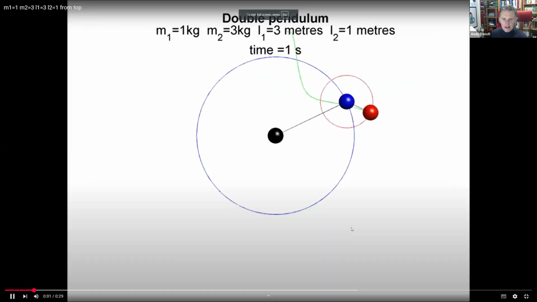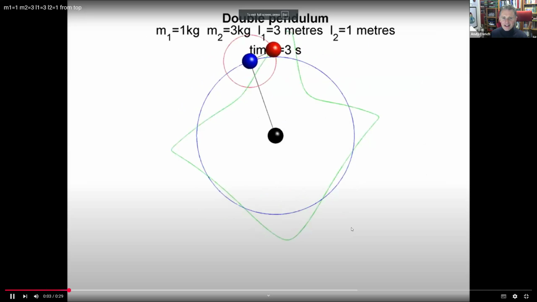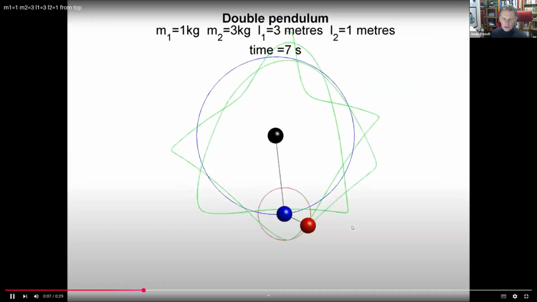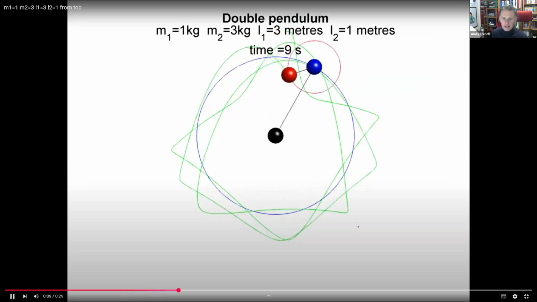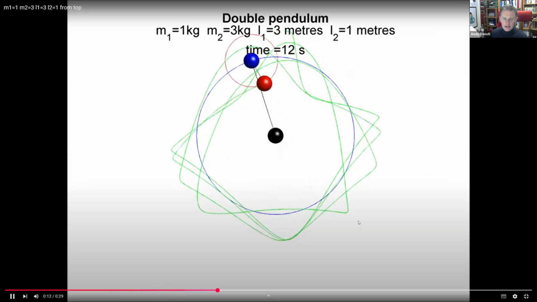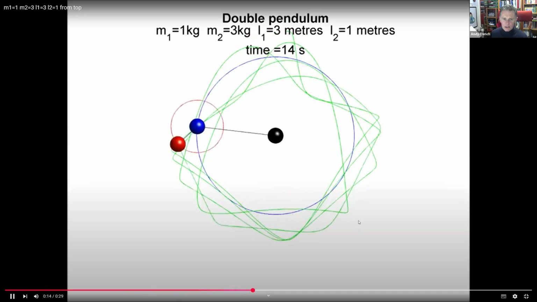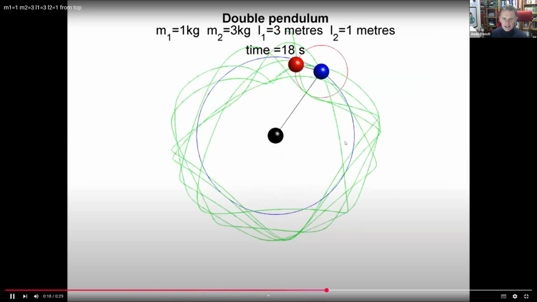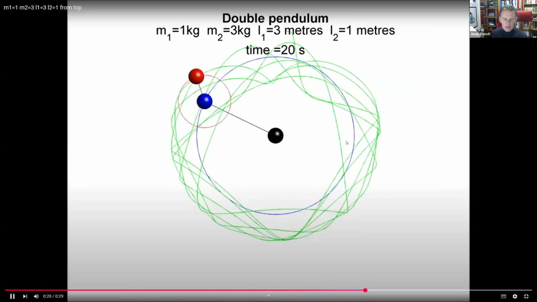So there we go. Now, with just a small change in parameters, we can get all sorts of really complicated behavior. It swings, it almost goes backwards, almost defying gravity. The middle one's spinning around. And you might ask the question, how do you work out what happens next?